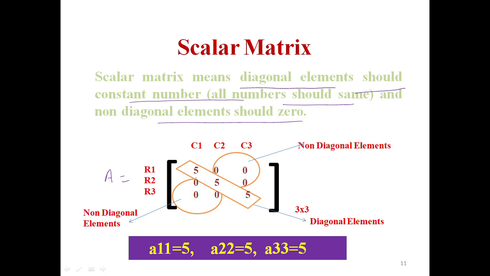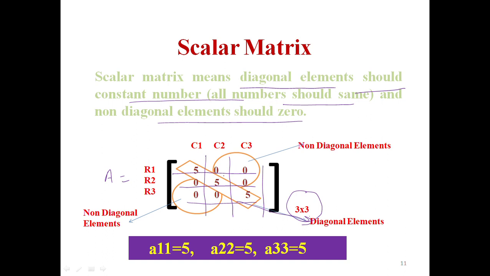R1 is 5 0 0, that is row first, 0 5 0 is row second, and 0 0 5 is row third. In column form, column first is 5 0 0, column second is 0 5 0, and column third is 0 0 5. The 5, 5, 5 are the diagonal elements, and the 0, 0 above the diagonal elements are the non-diagonal elements. The 0, 0 below the diagonal elements are also called non-diagonal elements, and the order of the matrix is 3 by 3.